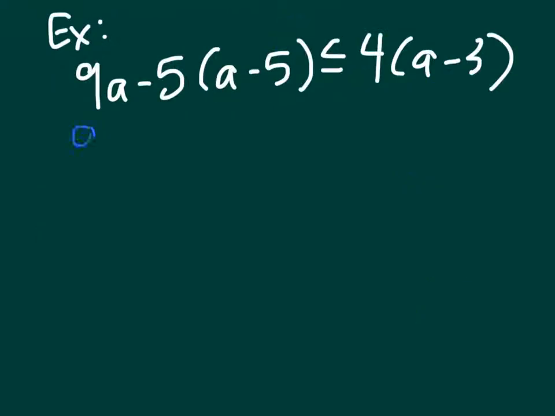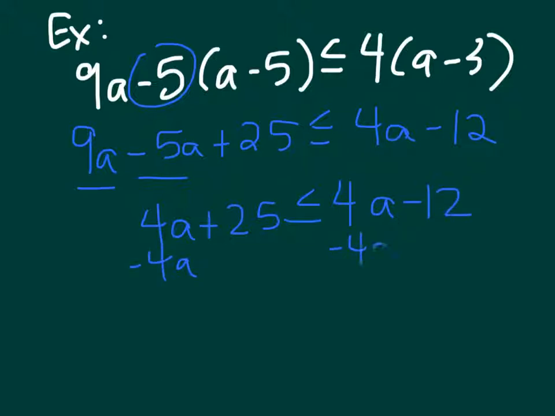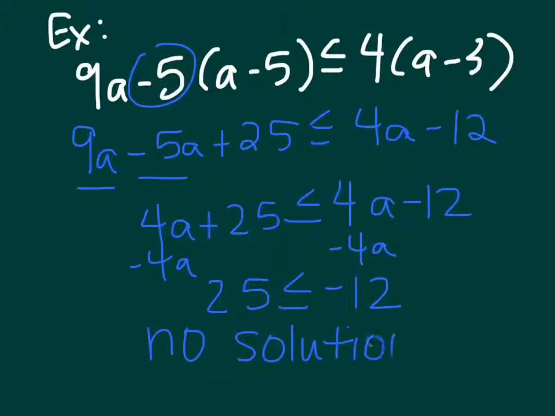So again, I'm going to distribute. I'm distributing a negative 5, so minus 5a plus 25 is less than or equal to 4a minus 12. Combine my like terms, so 4a plus 25 is less than or equal to 4a minus 12, minus 4a, minus 4a. 25 is less than or equal to negative 12. Then I ask myself, is that true? Is 25 less than or equal to negative 12? No, that's not true. So I'm going to write here, no solution. That means that nothing, if I substitute it in for that a, makes that inequality true.